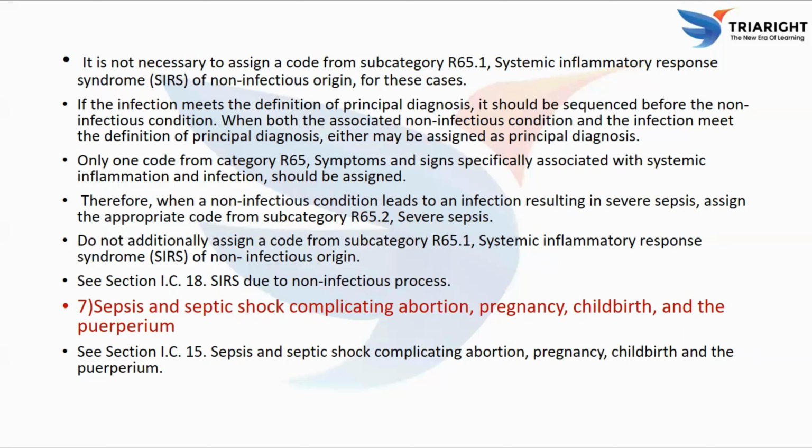So R65.1 is for SIRS from non-infectious causes. R65.2 is for severe sepsis, that is infection plus organ dysfunction. So they are mutually exclusive.